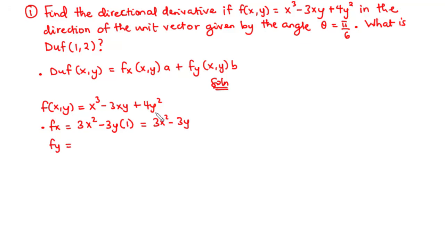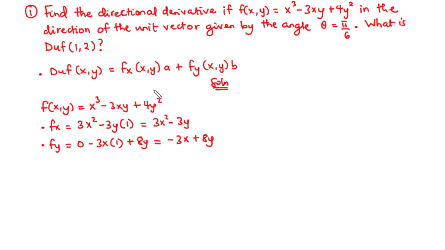And then for fy we are going to differentiate this same function, this time with respect to y, and then we treat x as constant. So we differentiate x cubed, and then we have 0, minus 3x, that's the constant, and then we differentiate y so that we have 1, and then plus we differentiate 4y squared, we have 8y. So this is equal to negative 3x plus 8y. So this is also fy.